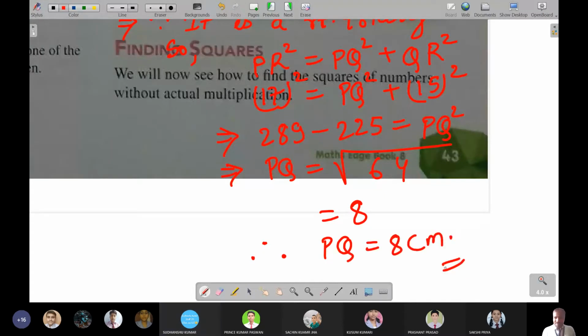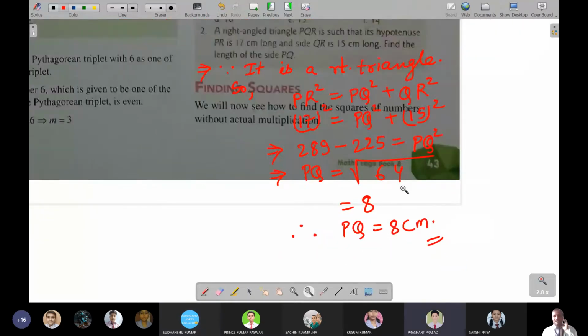Got it? Yes, sir. So if you want to take a screenshot, you can take it. Okay. Sir, I have a doubt, sir.